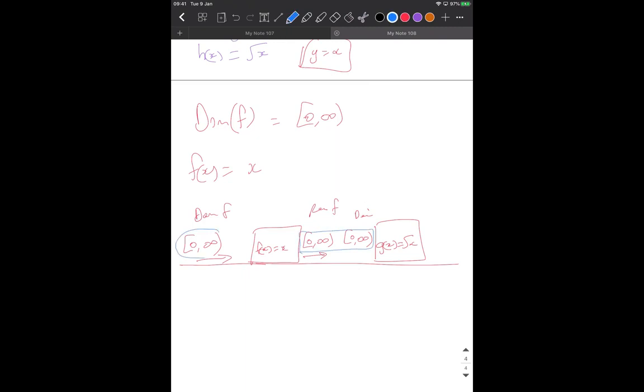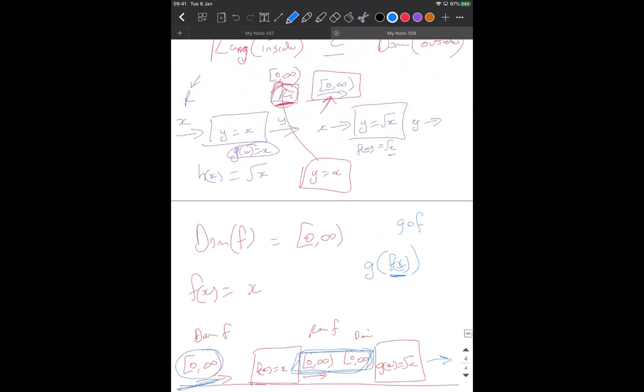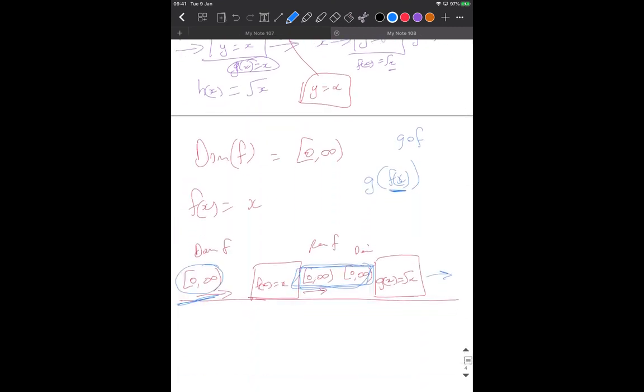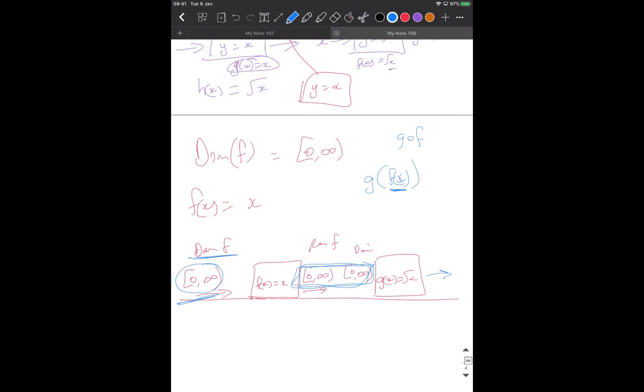So by restricting the domain of the inside function, because remember we're dealing with g of f here, which is g∘f, by restricting the domain of the inside one, we've now made this connection work. So now we can get a function that actually works, because originally this didn't work because the range was not a subset of the domain of g. So we've changed the domain of f to ensure that the range is a subset of the domain of g. So hopefully that makes sense.